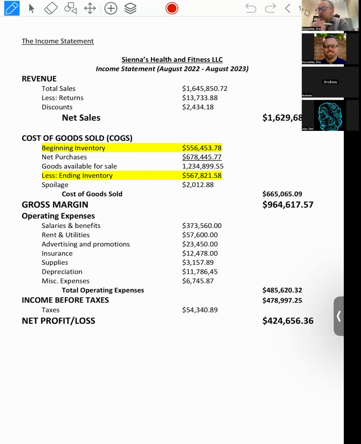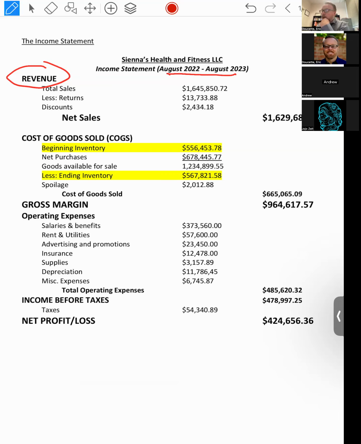But this statement shows all of your earnings over a period of time. Now, the balance sheet is just a snapshot in time, the sheet we were looking at before. You can basically say, where do I stand right now? And you take a snapshot and it tells you where you're at the moment, because everything's constantly changing. Whereas the income statement is usually at the end of a period of time. So if you notice, this income statement is from August 22 to August 23. So this is 1 year's worth of information.